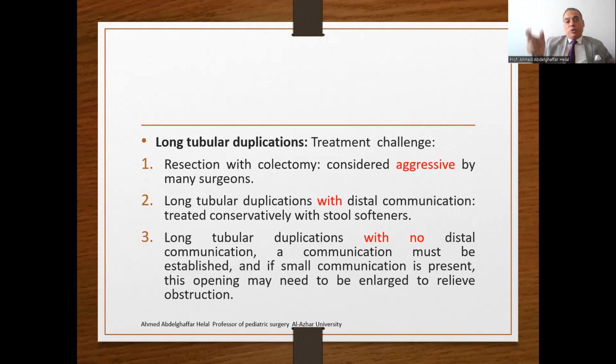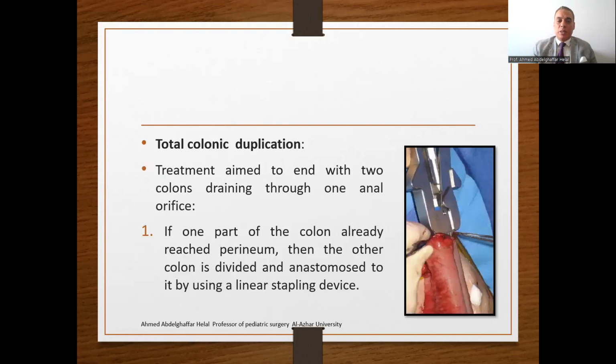the obstruction. So, duplicated colon: if there is a distal communication, no problem. We can give a stool softener to the child. If there is no distal communication, we can create a communication. Or if the communication is narrow, we can enlarge the communication, aiming to drain the content of the duplicated colon. As the duplicated colon doesn't contain ectopic mucosa, it's very important that we may not need to remove this part or strip off the mucosa.